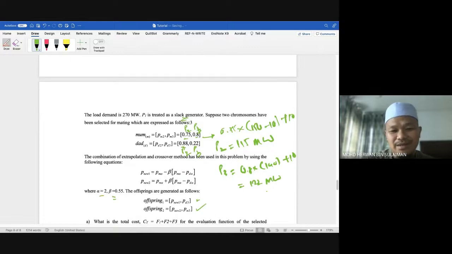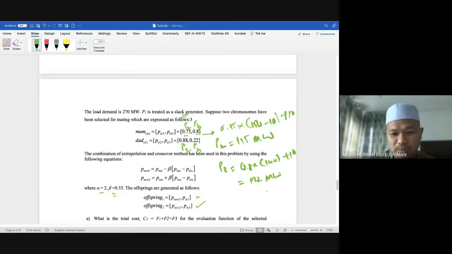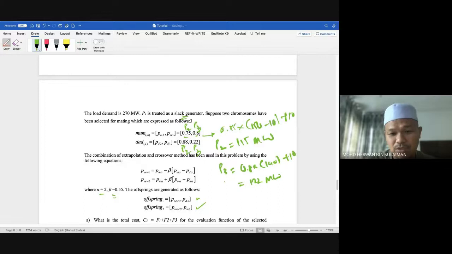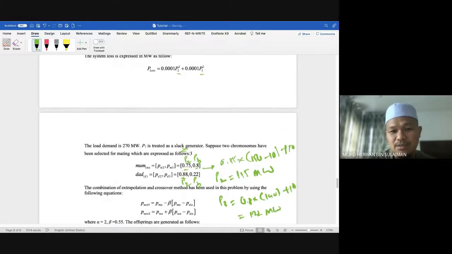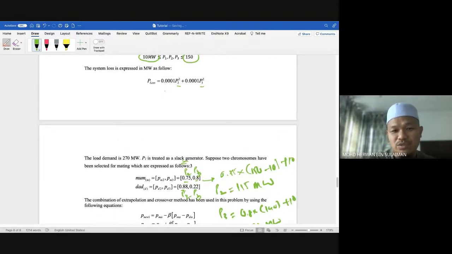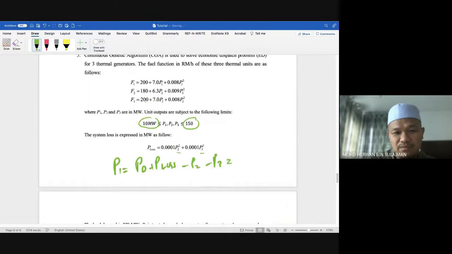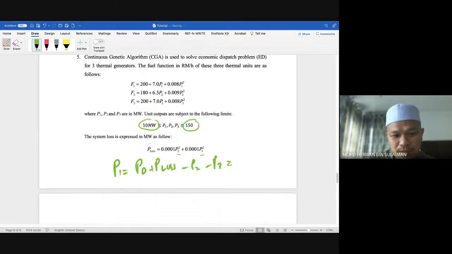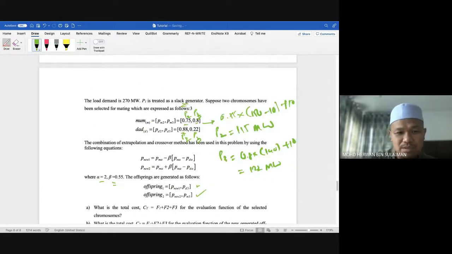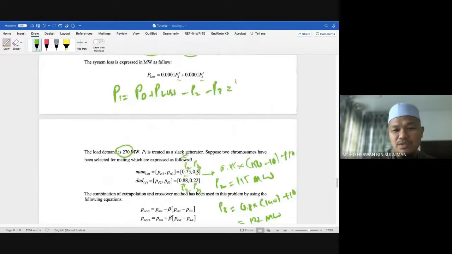Again, to calculate the cost, you must calculate your P1 first, because P1 is the slack bus. So we need to put these two values into this equation, and you get the loss. To calculate P1, P1 equals P demand plus P loss minus P2 minus P3, the equality constraint. P demand, we have our demand, I think, 270.